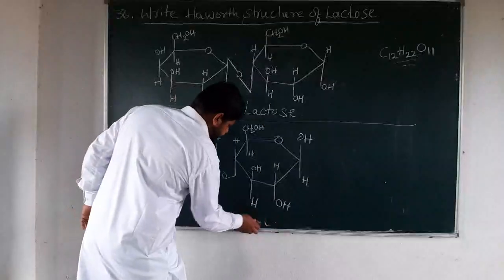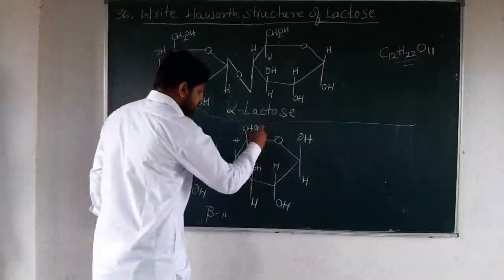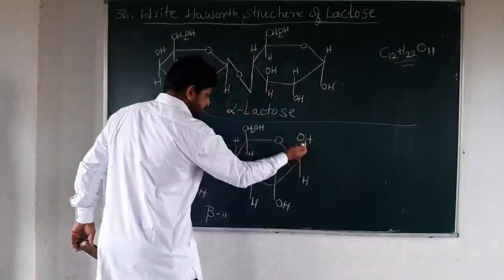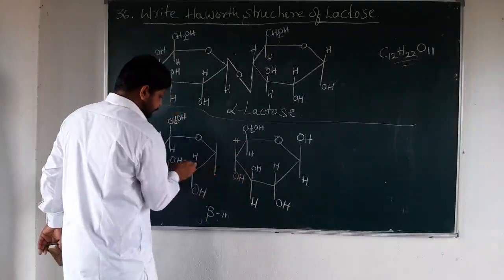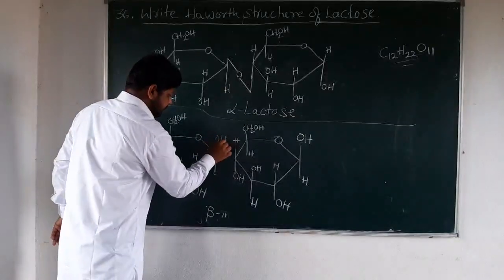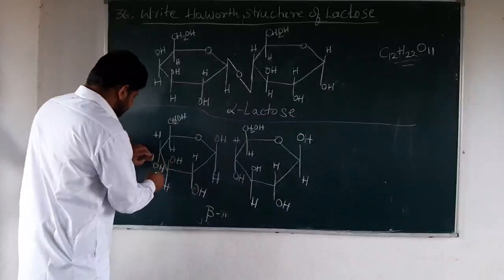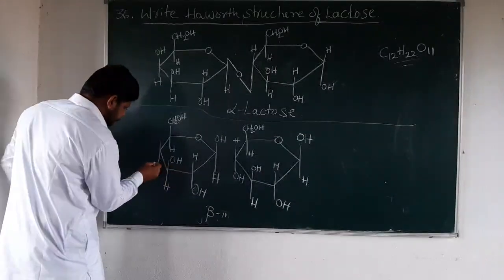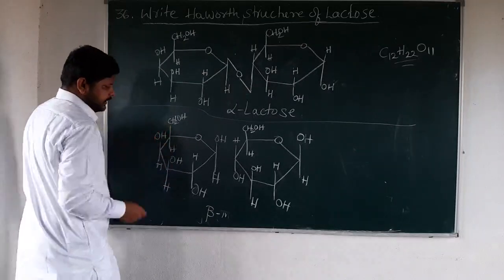For beta lactose, what do you want? Beta glucose. Beta glucose is like this. Okay, this one. This is beta glucose. Here OH. Galactose. Which galactose? Beta galactose. OH here, H here. OH, opposite OH, same, because it is galactose. It is not glucose. H here, OH here. Then join these two lines.